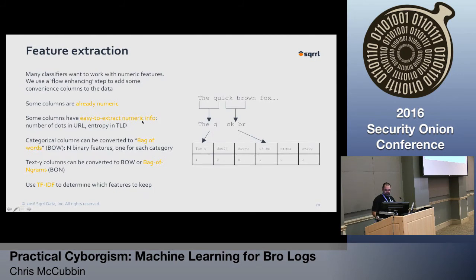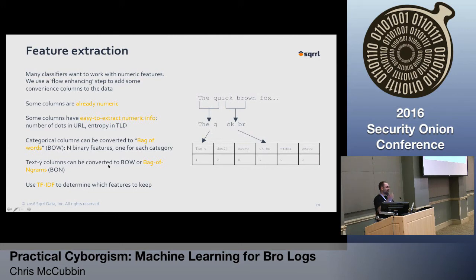Another big thing is what features do you want to extract to put into this thing to make it work? That's kind of like asking what do I want to search for with grep? It depends on the circumstances. What kind of data do you have? What's your expertise? What do you think is good to have this thing distinguish between malicious and normal?